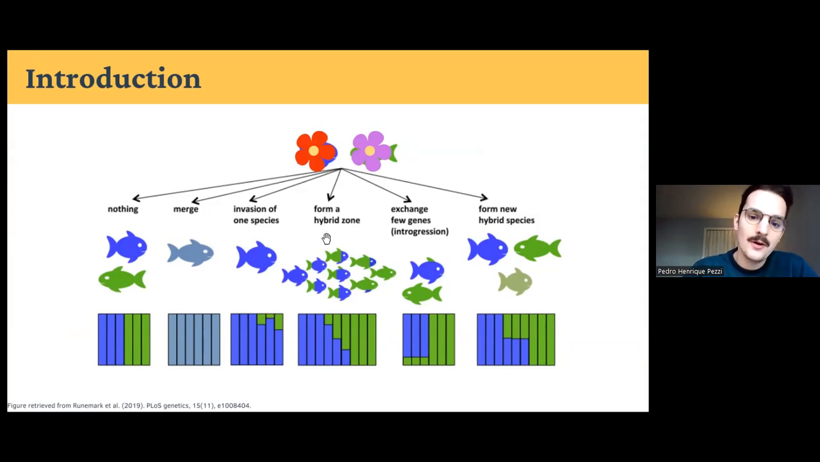Today we'll talk a little more about forming a hybridization zone, where two species come in contact, but we can still see the difference between them, and we have a hybrid zone where we can see a gradient of this genetic component, like here. Also, after species hybridize, they can backcross to the parental species and introgress genes from one species into another. These two outcomes are among the most studied outcomes of hybridization.